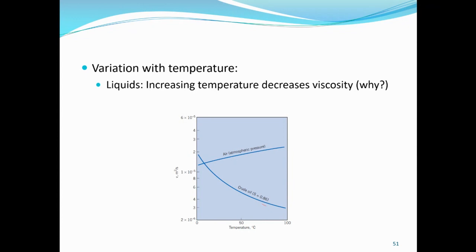Why? Increasing temperature decreases viscosity because when you increase the temperature, you are imparting more energy to the fluid particles, and then they will be more energetic to move. They will expand, and then their ability to move becomes enhanced. So their resistance to shear stress reduces greatly. That is why increasing the temperature decreases the viscosity of liquids.